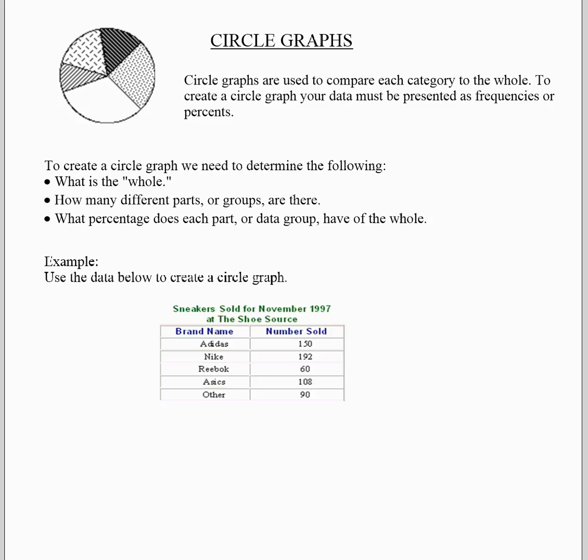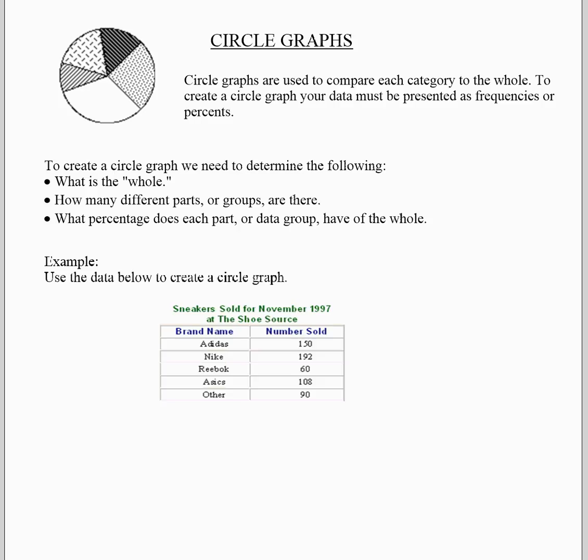So one of the graphs that you will be creating this year is a circle graph. So we're going to go through just a quick tutorial on how to create a circle graph. One big thing about a circle graph is that it's looking at the whole. So for example, if you were looking at your day, you would look at how many hours you spent on each thing in the day compared to the whole.